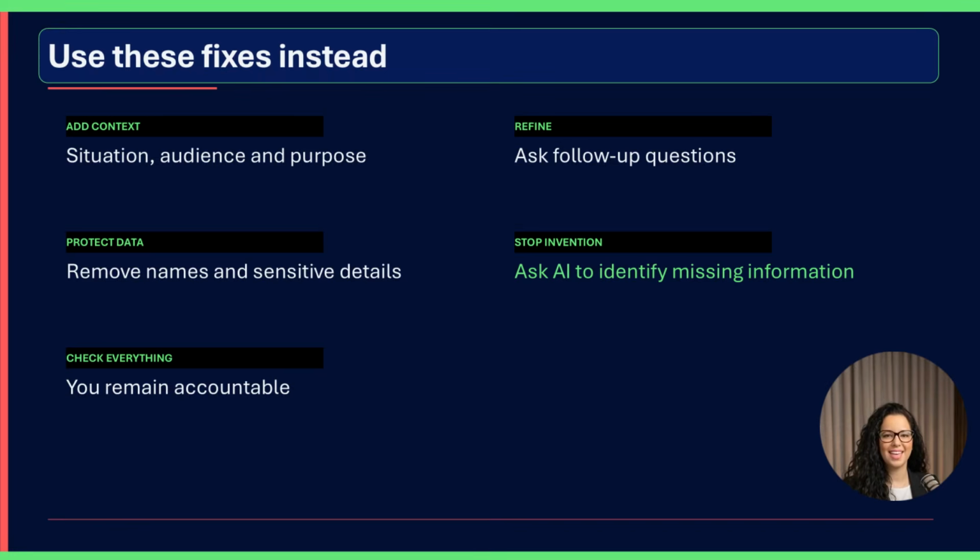Here are the fixes. Add context before the task. Ask follow-up questions. Remove private or sensitive information. Tell ChatGPT not to invent facts and to identify missing information. Then check the final answer before using it. These habits make your AI use more professional, safer, and more useful. The aim is not to let AI replace your thinking. The aim is to use AI to support better thinking and faster drafting.